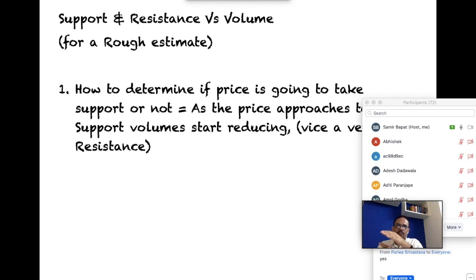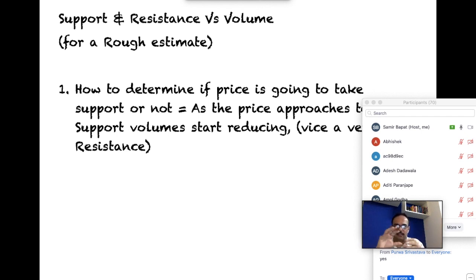If the price is coming down, and the volumes are relatively reducing as it approaches the support, that means fewer and fewer sellers are enthusiastic to sell at a lower and lower price. So the volumes will reduce, it will come to the support, and here the enthusiasm of the buyers will increase. You will see the relative volume, or the height of the green candles, increasing.